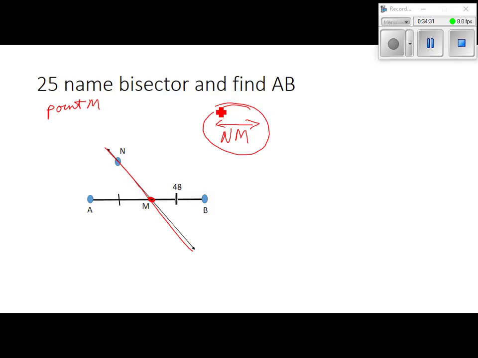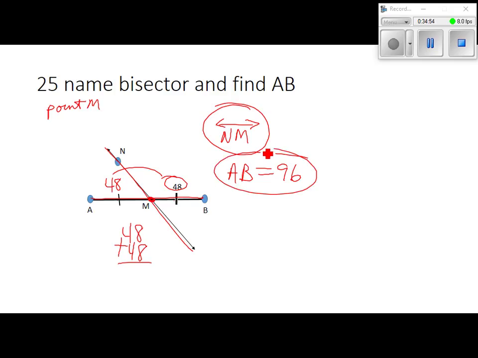Next thing, if it bisects it, we know that these 2 parts, that's what the tick marks tell us, are congruent. So if this one's 48, this one over here has to be 48. They want us to find the length of segment AB. AB goes from here to there. So all we got to do is add those 2. 48 plus 48 gives you 96. So the length of segment AB is 96. You had to have both those answers. One of them's your bisector, one of them's the length of the segment.